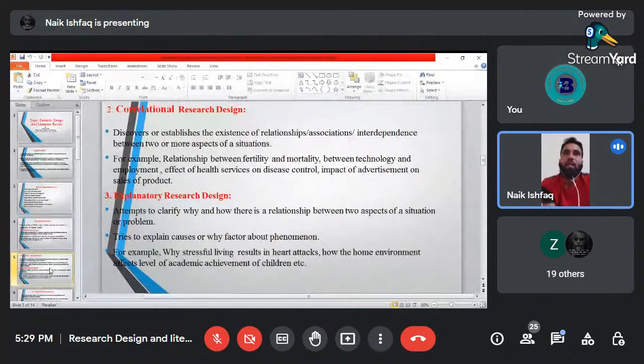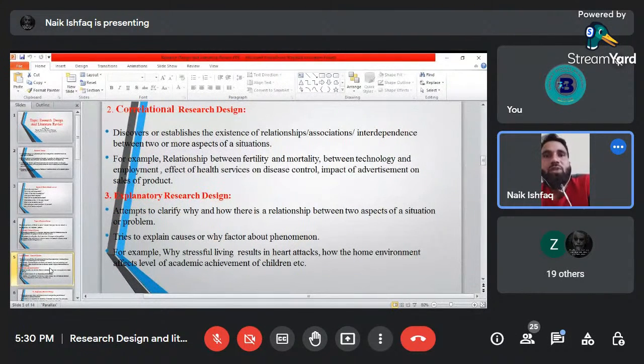So here we can say that in this research design, we see the correlation between different variables. And the third type of the research design is explanatory research design. What a researcher tries to do here is to find out why and how there is a relation between two aspects of the situation. Here it focuses on the why. In the correlation we see just a relationship. In the explanatory we see how there is a relationship.